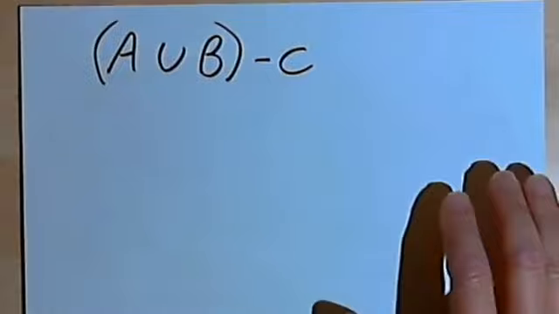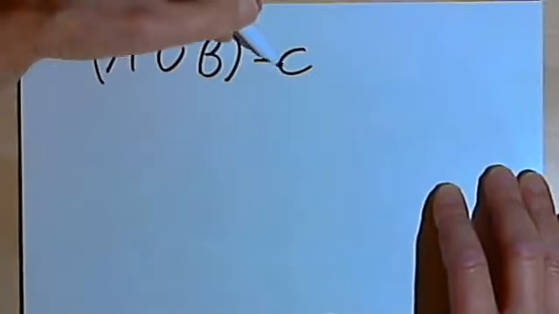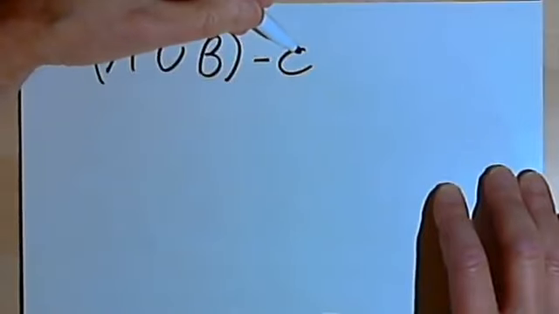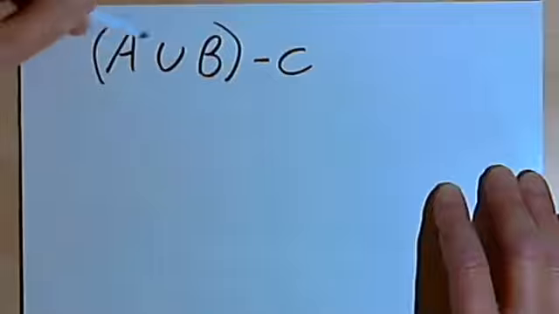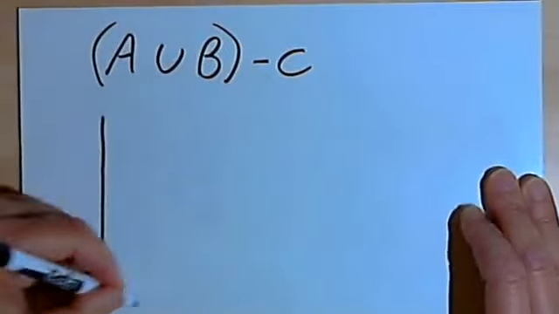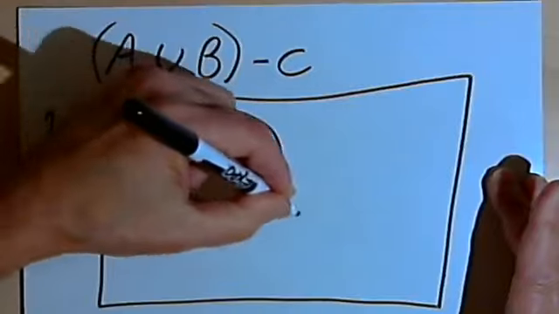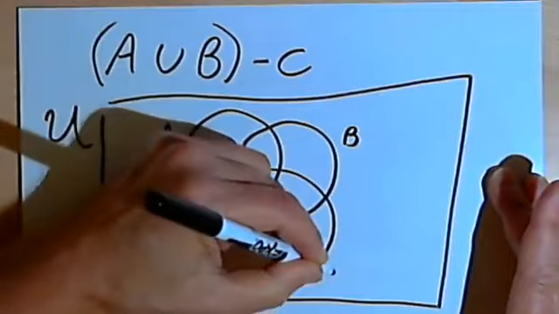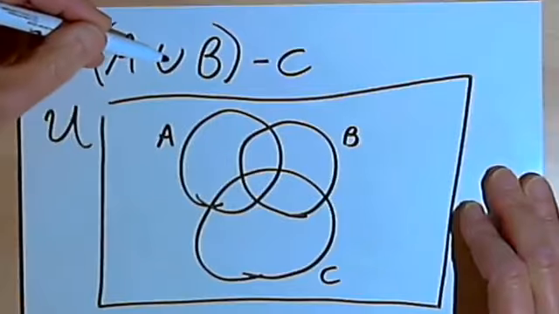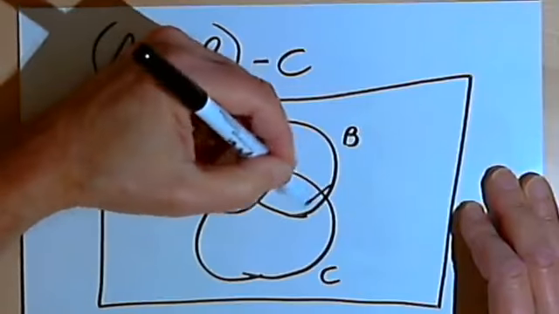Okay, here's the next one. In this one, I've got the union of A and B, and from that, I'm subtracting out, I'm taking away anything that was in set C. So in other words, I'm going to have the relative complement of C in the union of A and B. Okay, so inside my universal set, once again, those three circles, A, B, and C, and the union of A and B means I'm going to shade in everything that's either within circle A or within circle B, or in both of them.